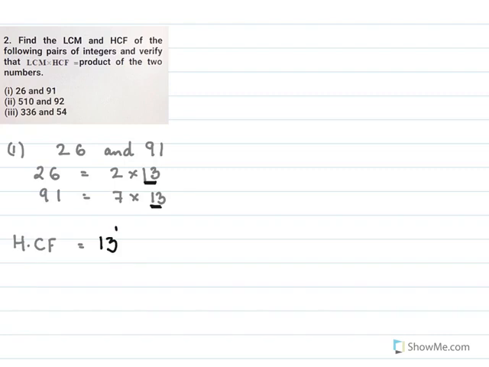And for LCM, I need to write all the factors. All the factors means there's a 2, there's a 13, there's a 7. And 13 we have already written. So the LCM, when we multiply all this, you'll get 182. Now this is a very interesting thing we're going to do.